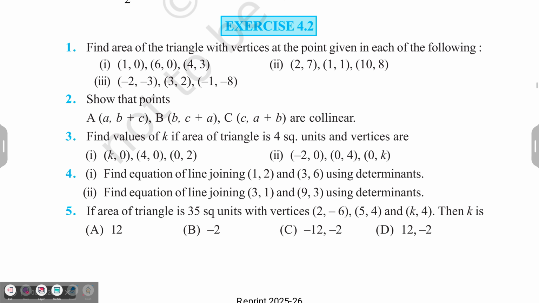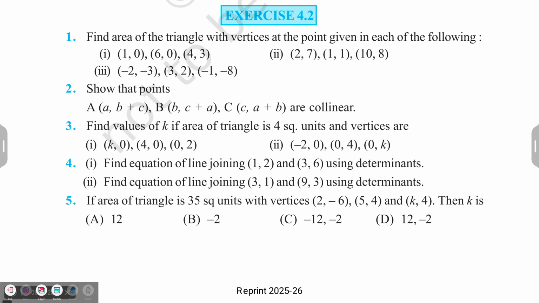See 4.2 also same, area of triangle. You people try. Three questions are given on area of triangle. And here we have to say this is collinear. Collinear means area of triangle, what should you get? 0 you should get. Here area 4 it seems, then what do you have to take? Plus or minus 4 you should take.